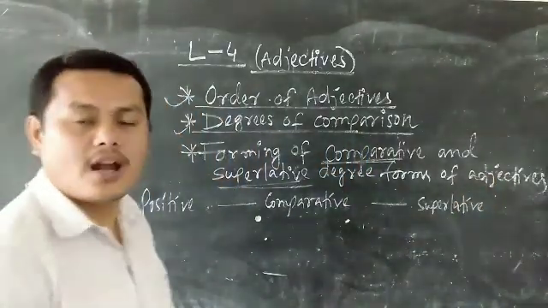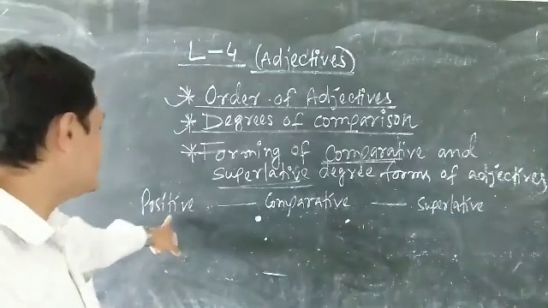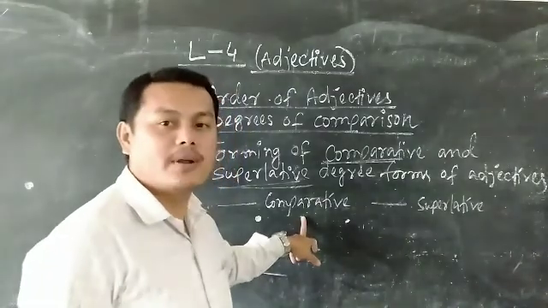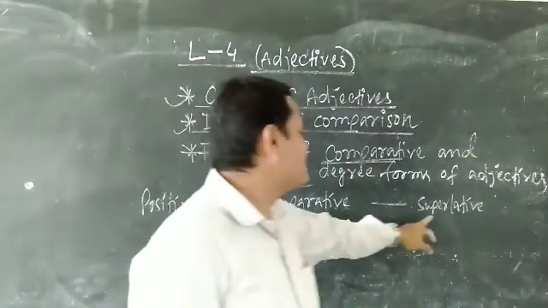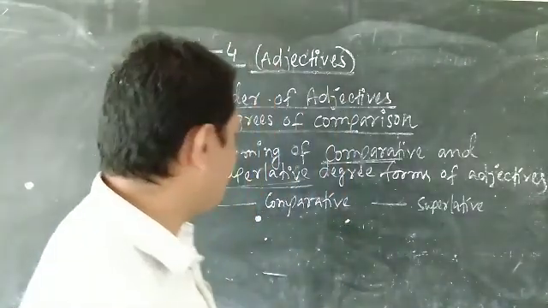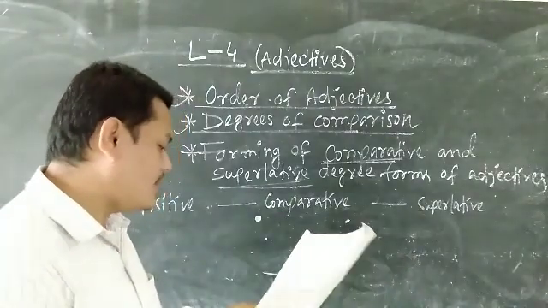Now see, what are the rules? You must remember the rules. Positive means only one, no comparison. Comparative means comparison between the two, and superlative means talking about the best or the worst in a group. So check your rules on page 21.